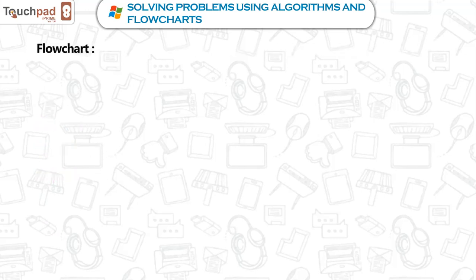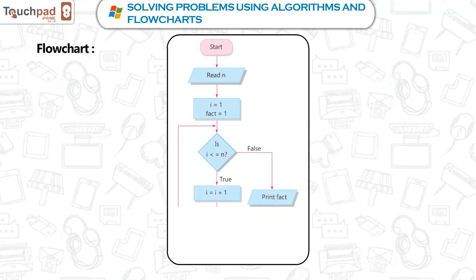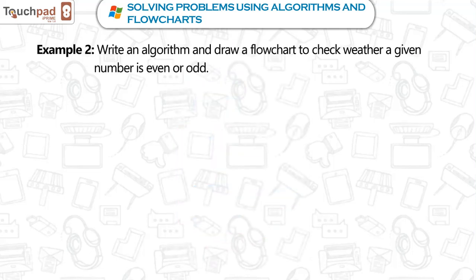Step 8. Stop. Flowchart. Start. Read n. I = 1. Fact = 1. Is I less than or equal to n? If true, fact = fact * I, I = I + 1, and check again whether I is less than or equal to n. If false, print fact, stop.